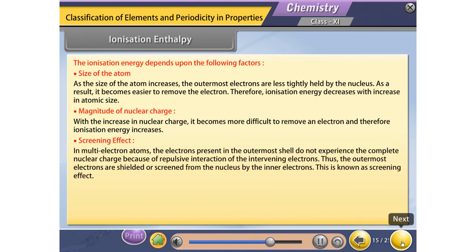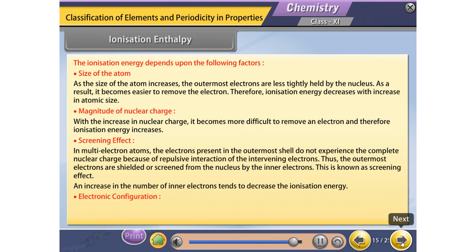Screening effect. In multi-electron atoms, the electrons present in the outermost shell do not experience the complete nuclear charge because of the repulsive interaction of the intervening electrons. Thus, the outermost electrons are shielded or screened from the nucleus by the inner electrons. This is known as the screening effect. An increase in the number of inner electrons tends to decrease the ionization energy.